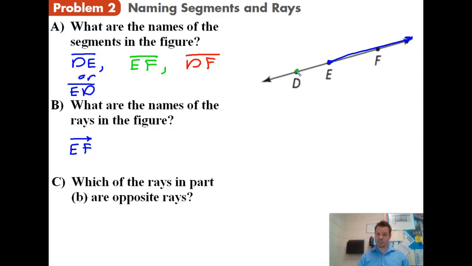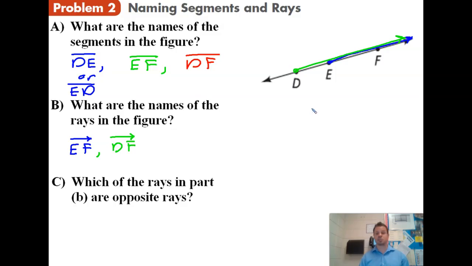We can also start at D and run through F on and on forever. So DF is a different ray. Now, they both head in the same direction. They both have a lot of overlap, but the difference is that endpoint. DF has a little bit more to it than the EF, so we'd say those are different rays.